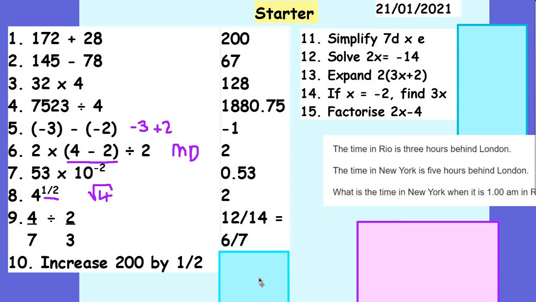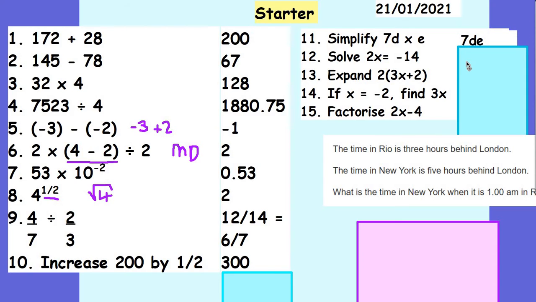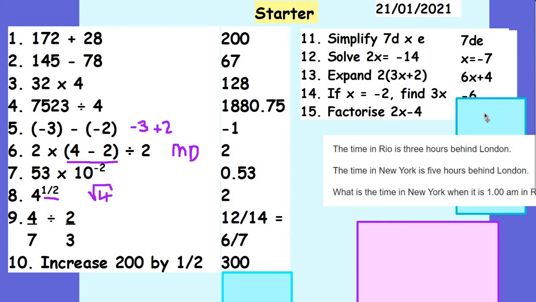And increasing 200 by a half, well, half of 200 is 100, and if we increase it, that gives us 300. So adding on the 100. Simplifying 7d times e becomes 7de. We don't need the multiply in there. If 2x is equal to -14, if I divide both sides of that equation by 2, I get x is equal to -7. Expanding that bracket, 2 times 3 gives me 6x, and then 2 times 2 gives me 4. If x is -2, 3 lots of x is -6, and factorising this expression just means putting it into a bracket. I put a 2 on the outside and I put x take away 2 in the middle.